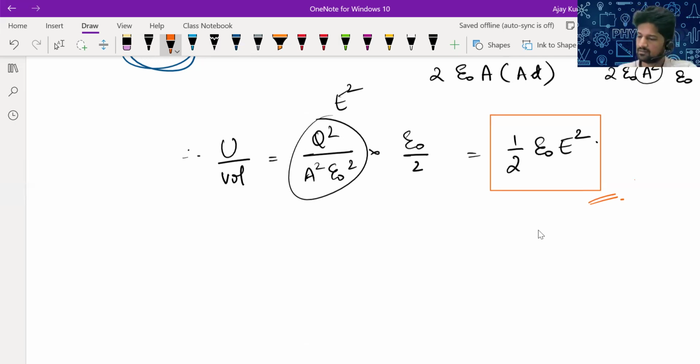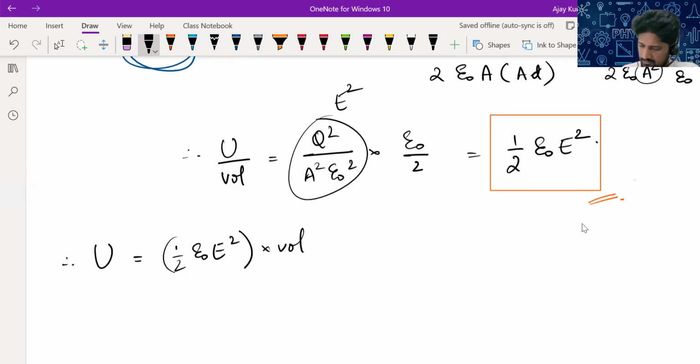If the electric field all over that space is the same, then you can write the energy in that volume as this energy density, half epsilon naught E square, multiplied with the volume. Generally also, we write density as mass by volume. If you want the total mass of the object, density into volume. So here, if you want the total energy in that space, energy density multiplied with volume is what you are supposed to do.